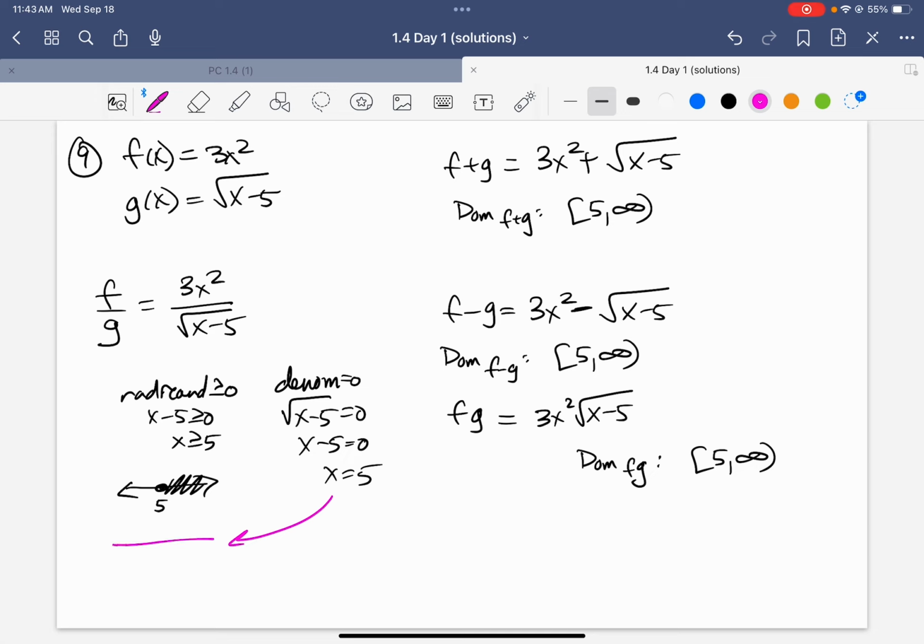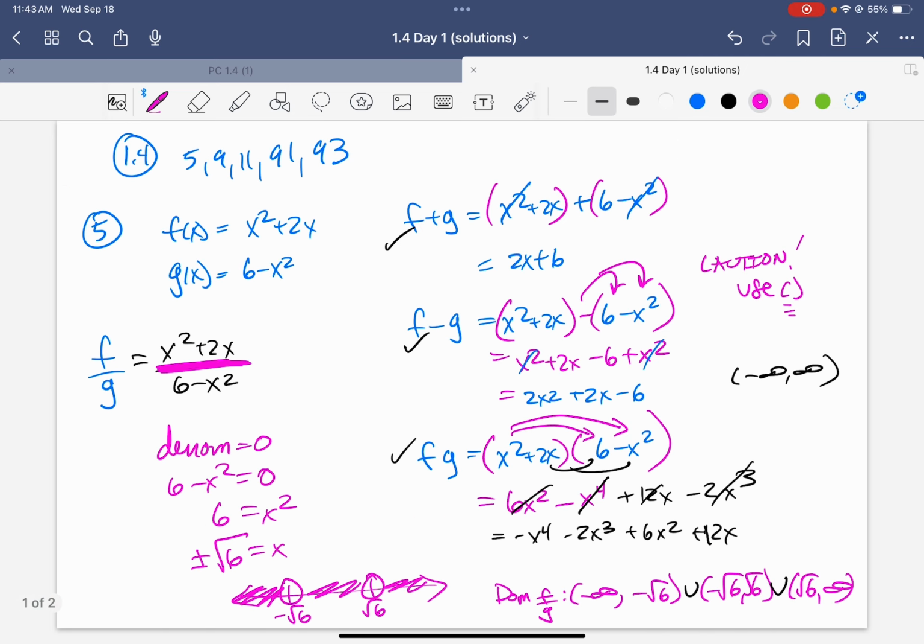So this one is telling us that x can be anything, but it can't be 5. And now do you see where they overlap? Yes, you guessed it. The domain of f divided by g is just going to be not including 5 out to infinity. Because now we worry about division by 0. So that is number 9.